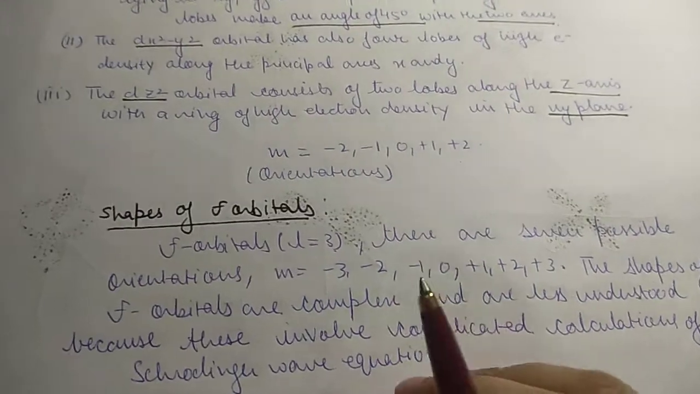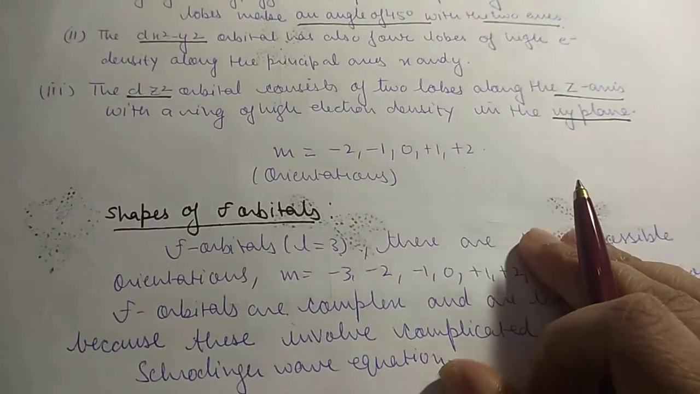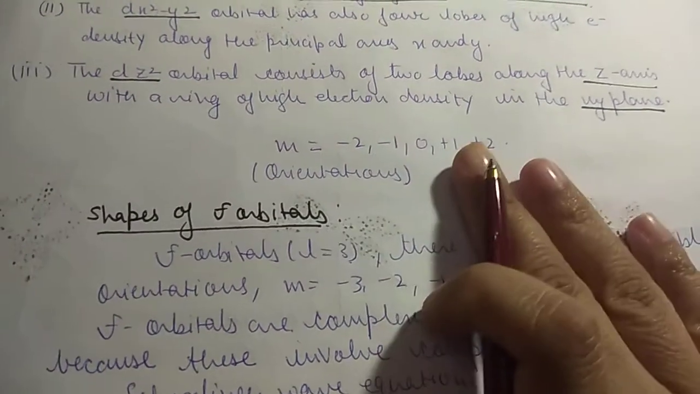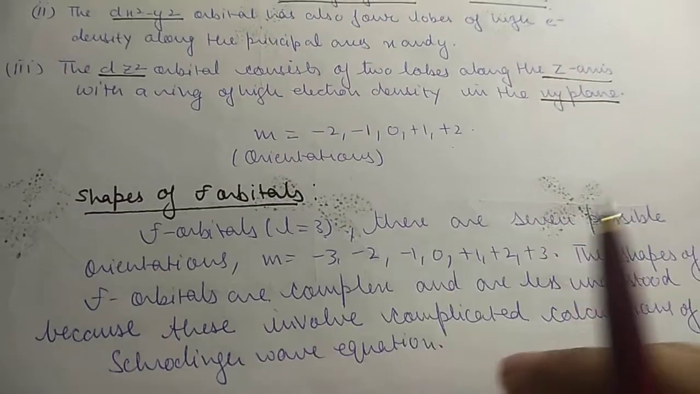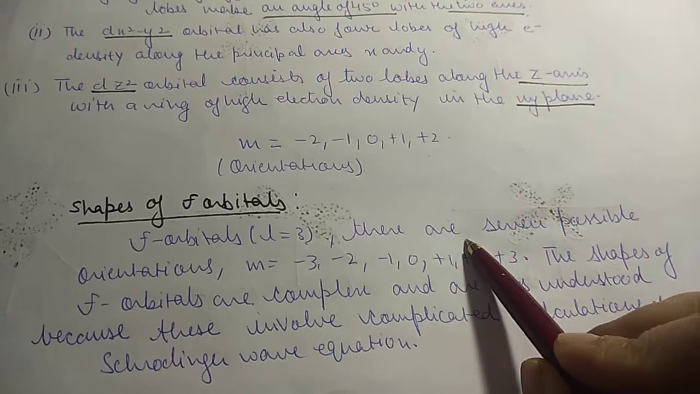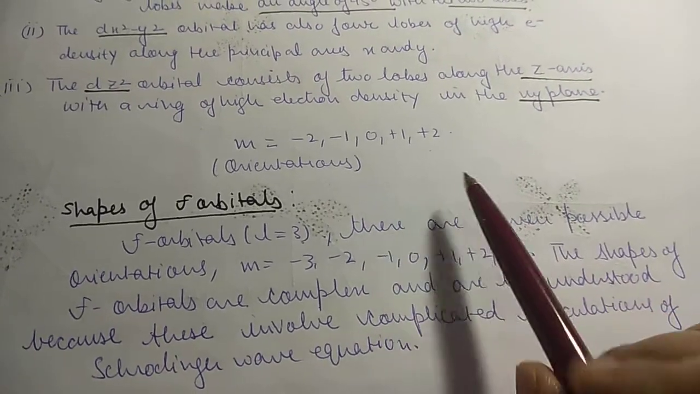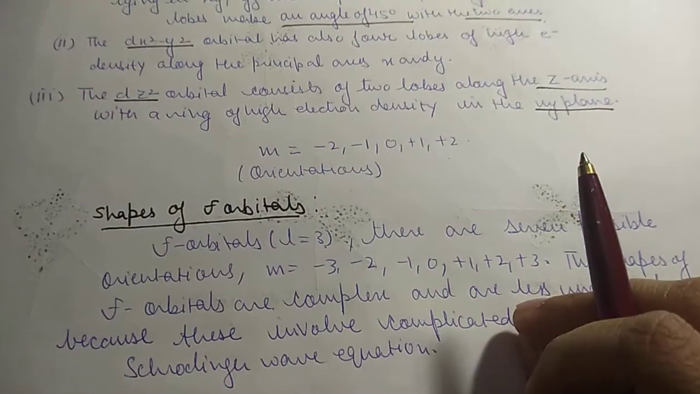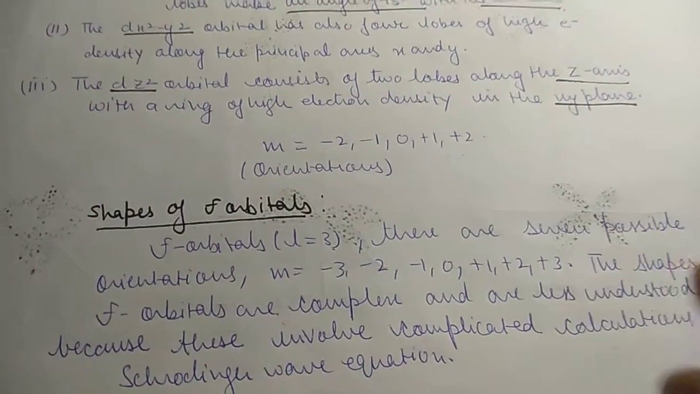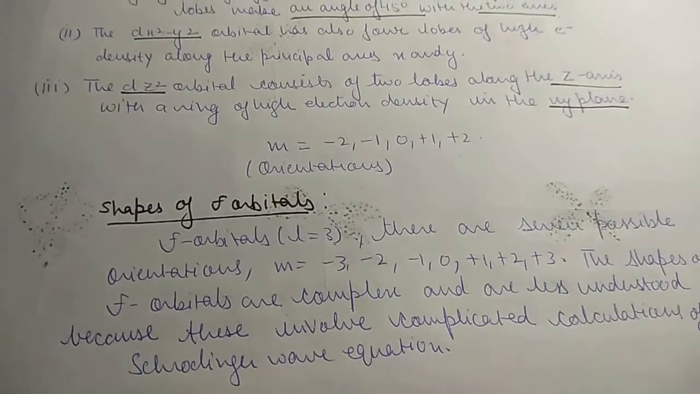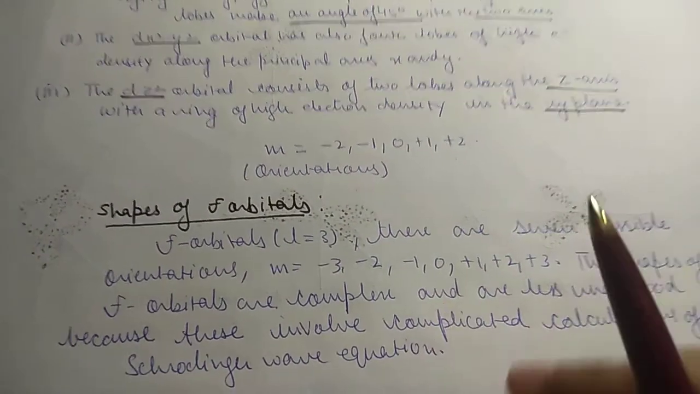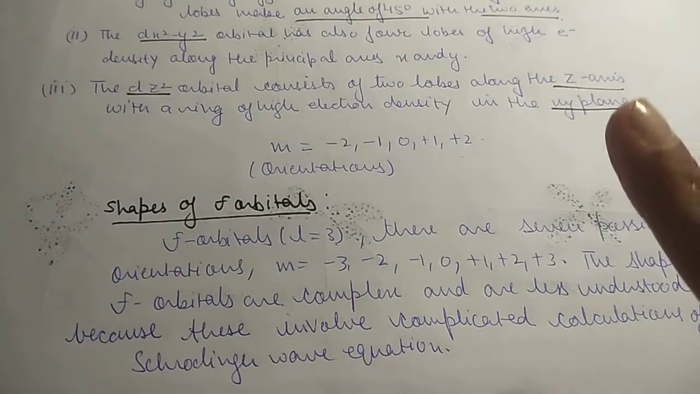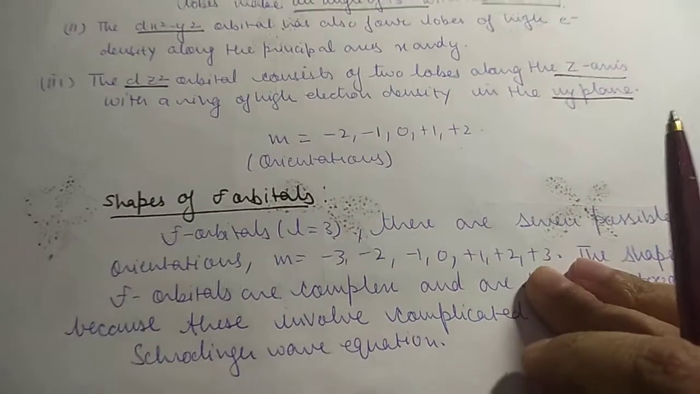So at present they are beyond the purview of this lecture. So you can do this: in the Moderns book there is an appendix given, Appendix A. You can go through these shapes in that appendix if you want to see them, but they involve very complex calculations of the Schrodinger wave equation.